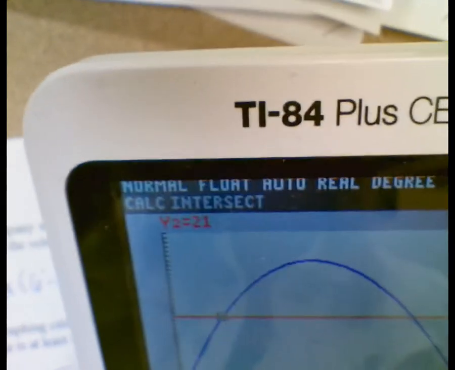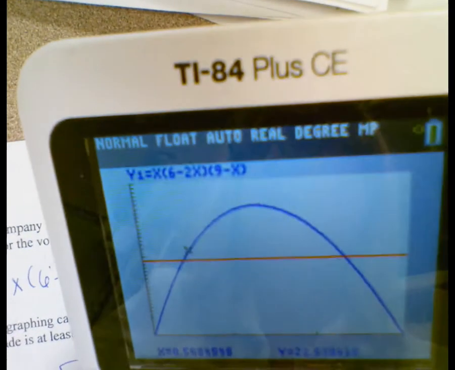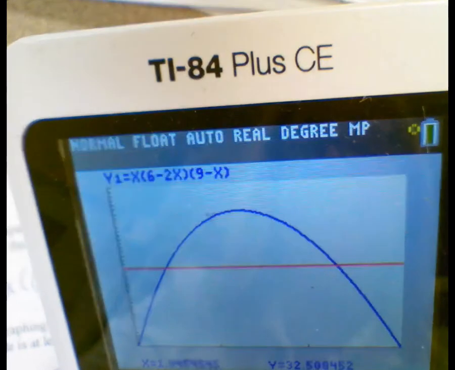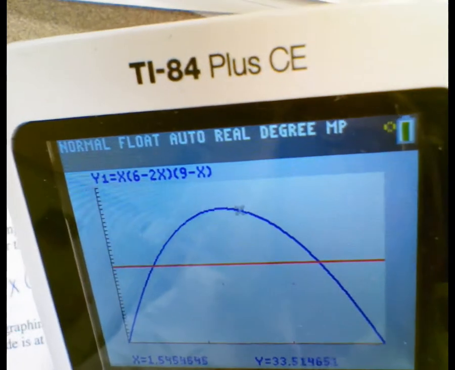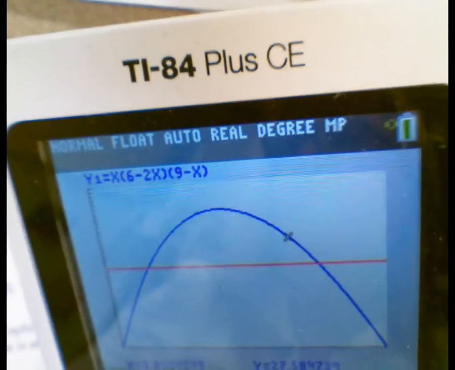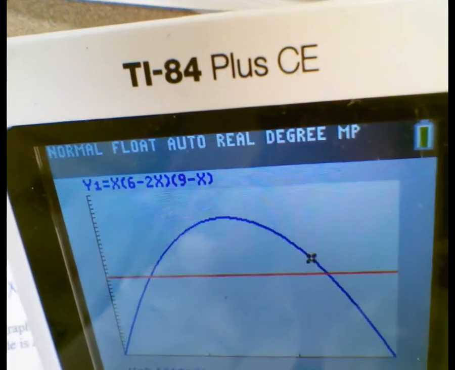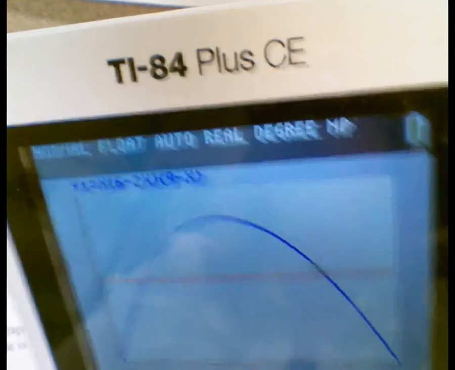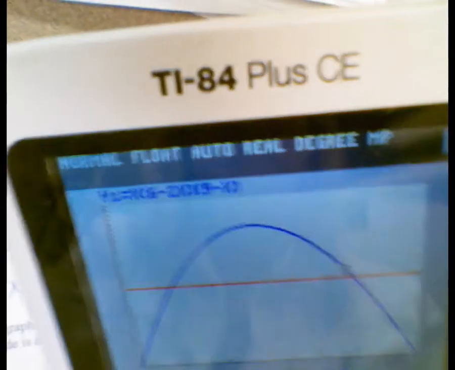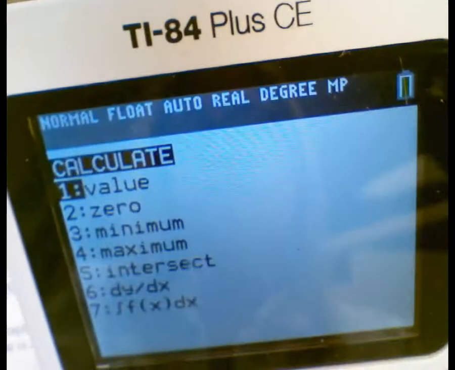When does it stop working? We're going to press trace. We're going to go all the way over to the other part where it intersects the red line. Now we want to be a little to the left of where it's intersecting. So on this side, you're above it. So we're going to press second trace, intersect.